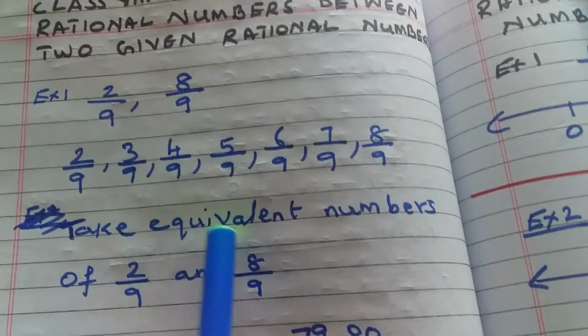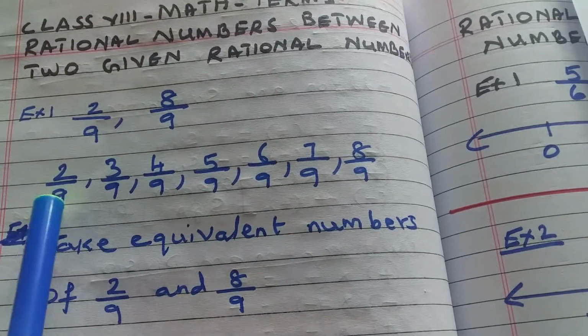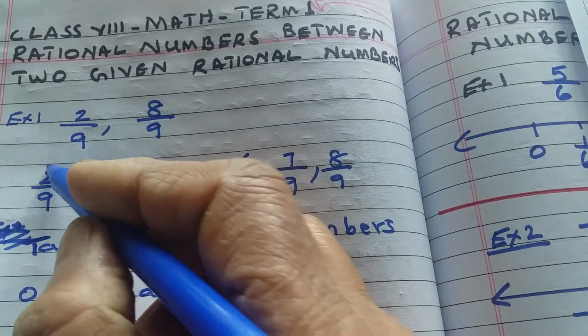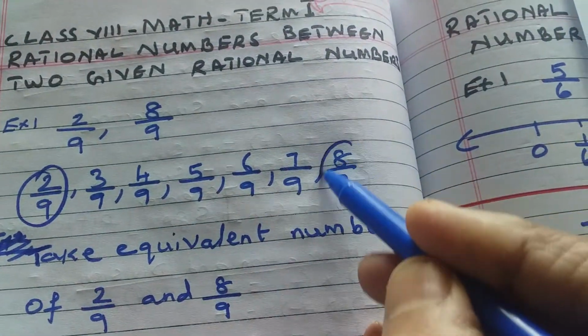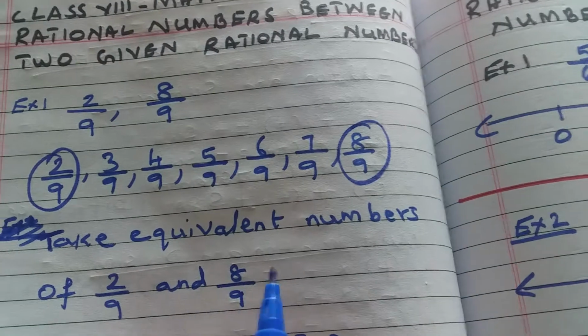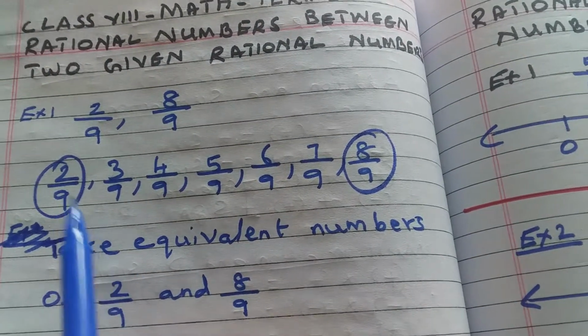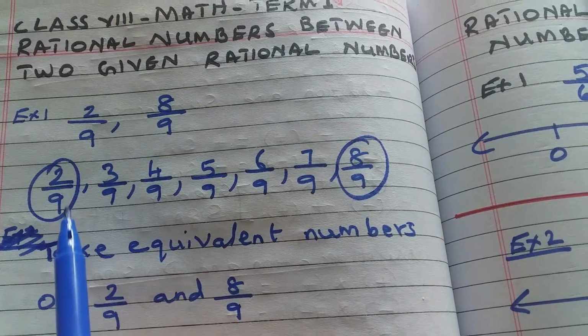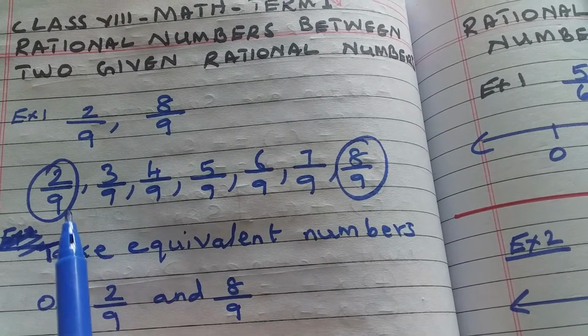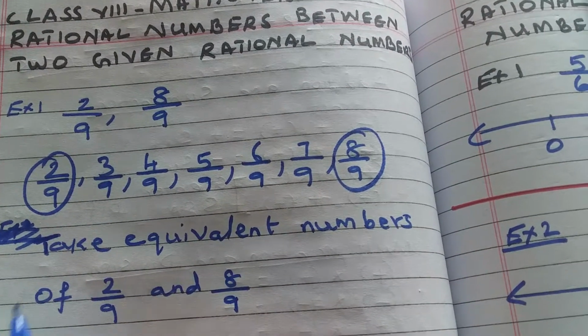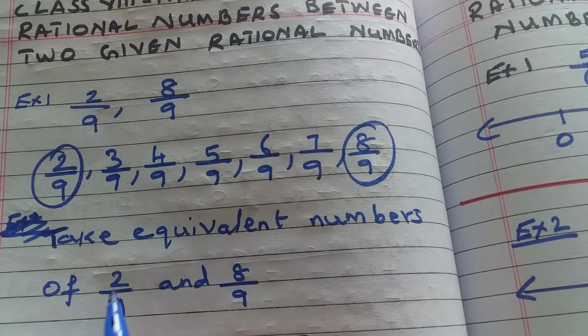We'll take equivalent fractions of both 2 by 9 and 8 by 9. What are equivalent fractions? How do we get equivalent fractions? Multiply both numerator and denominator by the same number, and you get equivalent fractions. Rational numbers follow the same procedure.